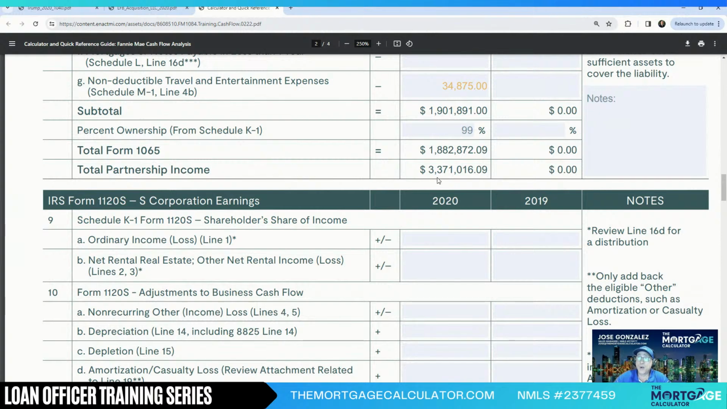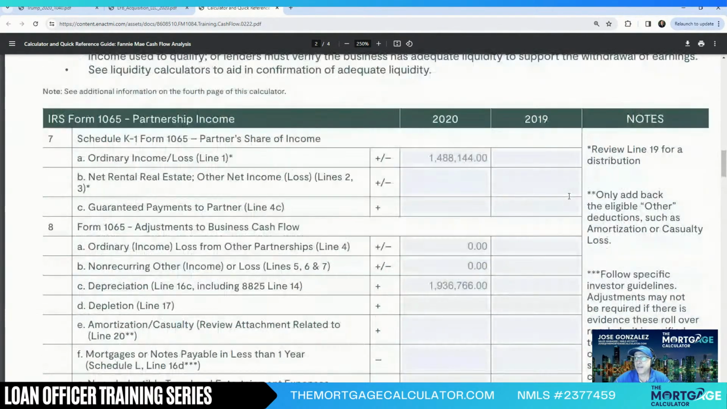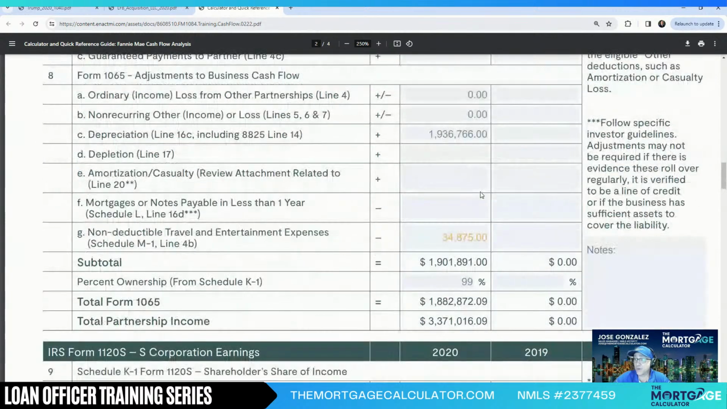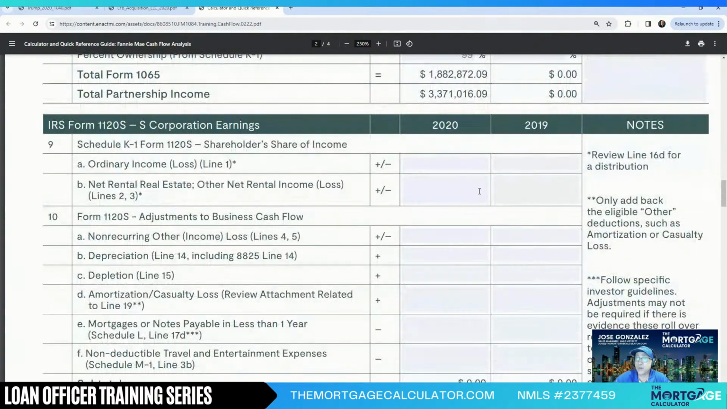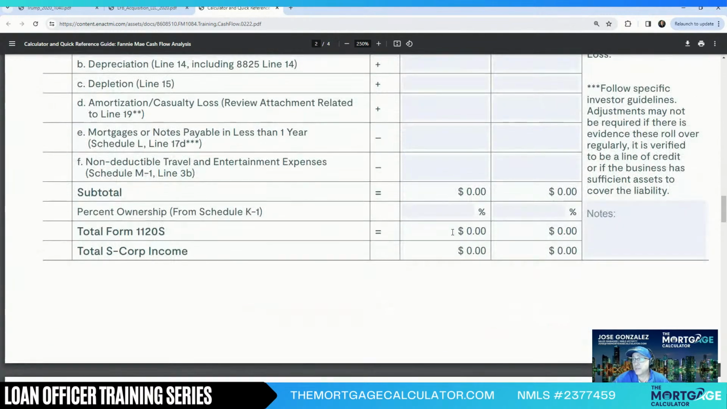Total partnership income, $3,371,016.09, is much higher than 1,488,144. Correct. And then we go. We don't have any S corp. He just had another partnership, but we're only doing this partnership and his W-2 self-employed.